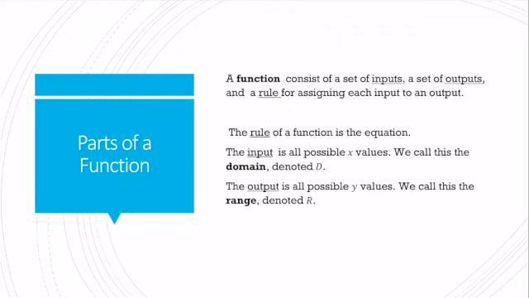So a function consists of a set of inputs and a set of outputs and a rule for assigning each input x value to an output y value. The rule of all functions is going to be an equation. Our input's all possible x values, and we call this the domain. And our output is all possible y values, and we call this the range.